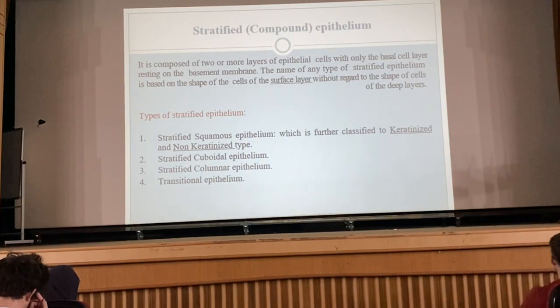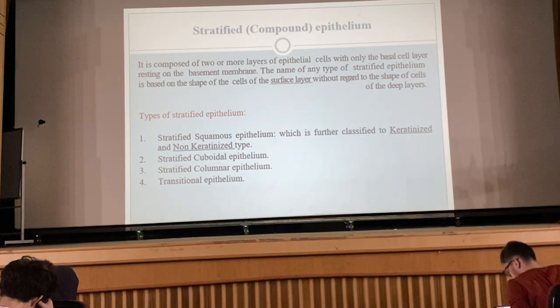By definition, stratified epithelium means any sheet of cells which contains more than 1 layer. 2 layers and more is called stratified epithelium. This is the general definition. In stratified epithelium, only the basal layer is resting on the basement membrane. It means the second layer, third layer, and towards the outer side are not touching the basement membrane.